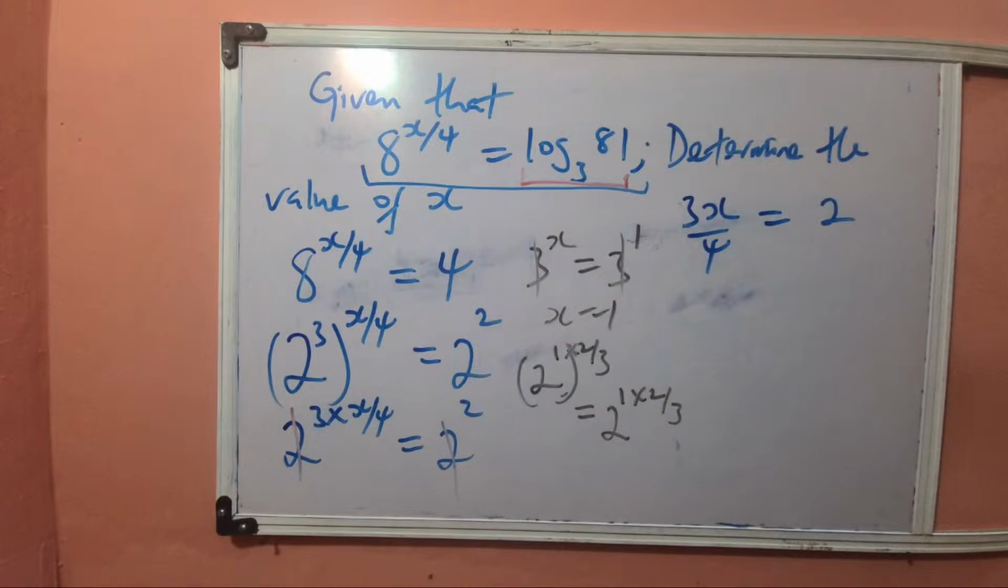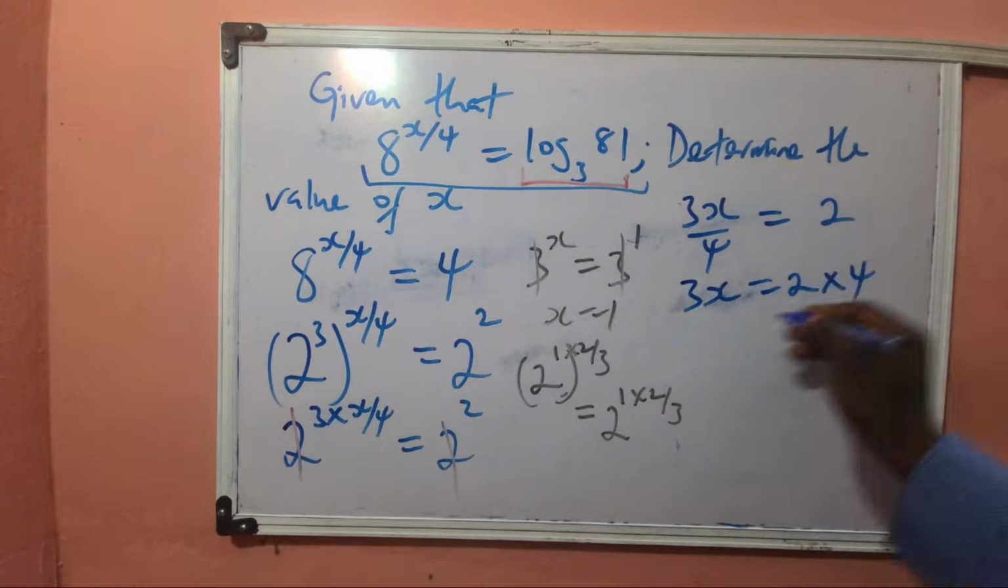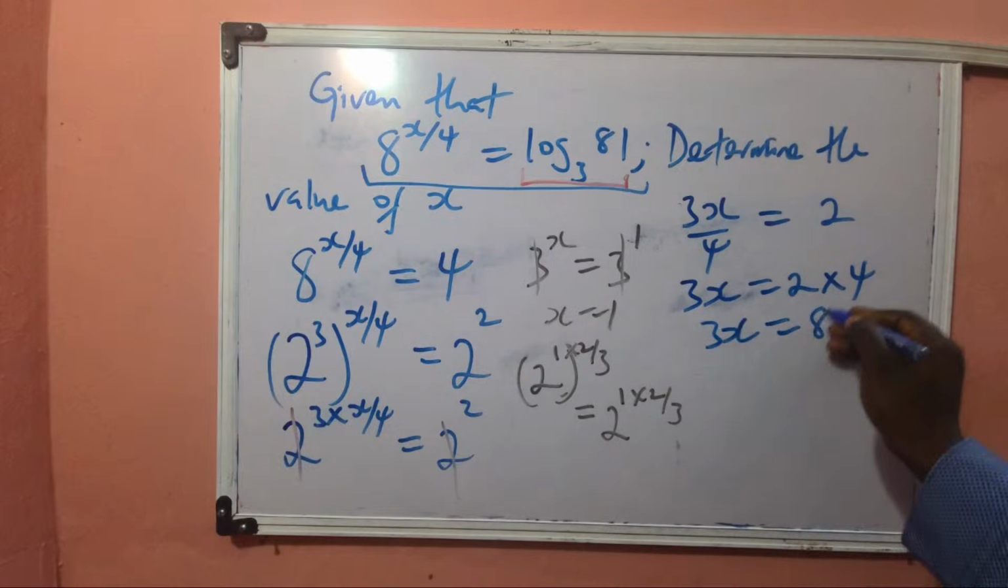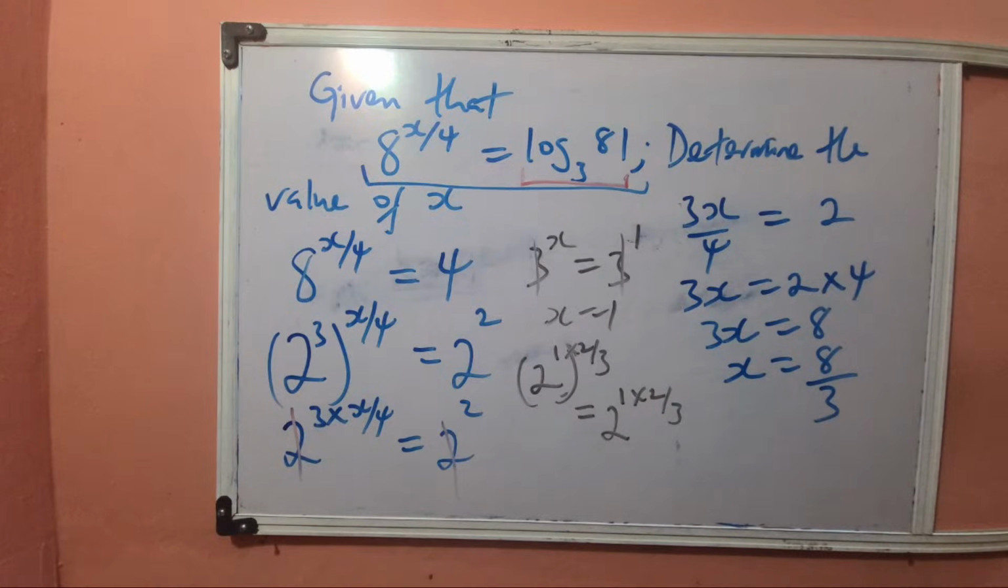In this particular case, I can go on to make my cross multiplication. I'll be having 3x is equal to 2 times 4. Here 3x is equal to 8. My x here is equal to 8 over 3.